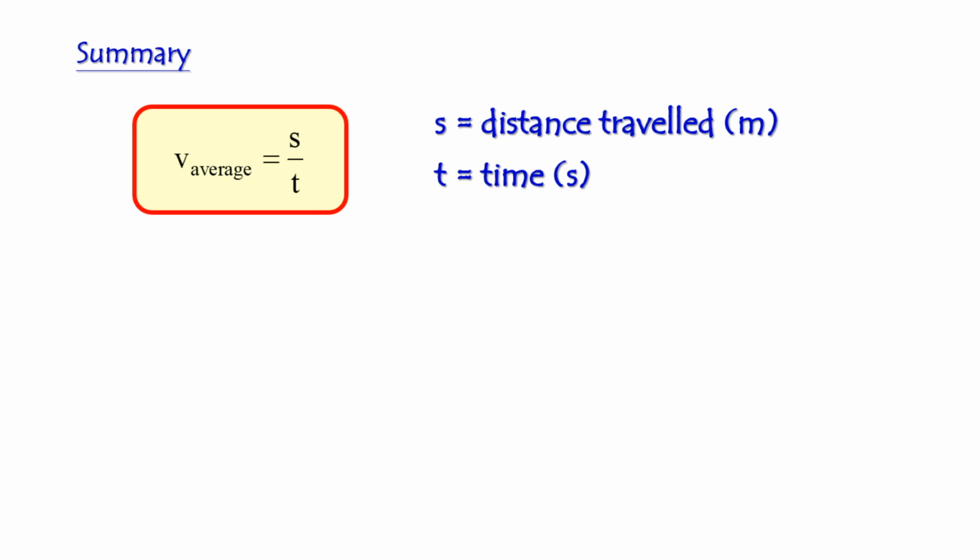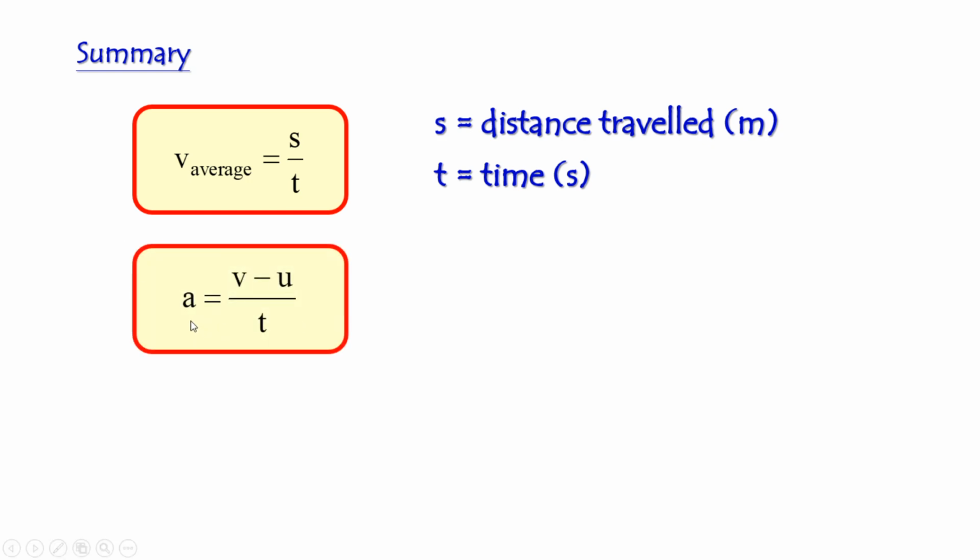Is it okay? But not all the objects travel with the same speed throughout the journey. It may be speeding up or slowing down. So if you want to find out how fast the object changes its speed, then you have to find out the acceleration. Acceleration tells you how fast the object changes its speed. So what are the terms on the right hand side?